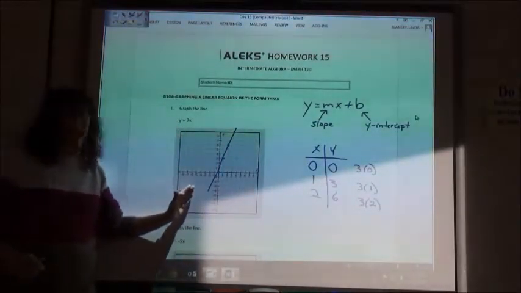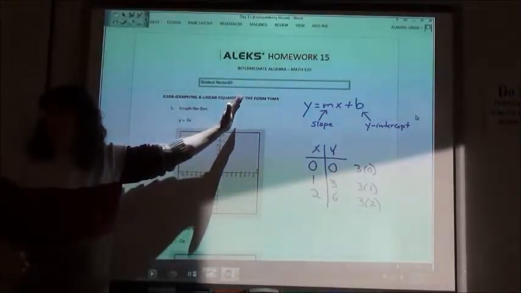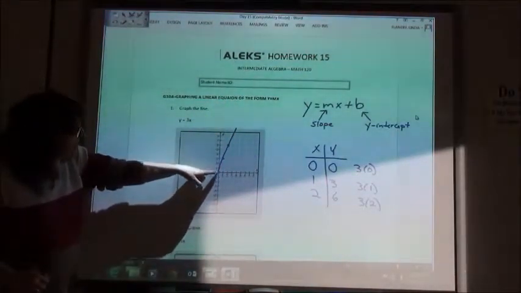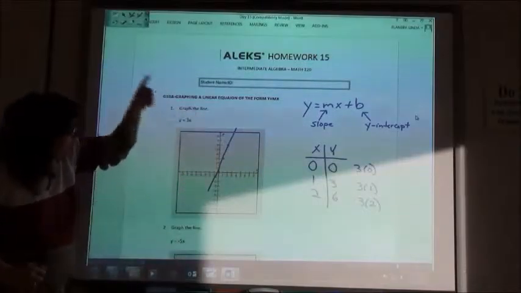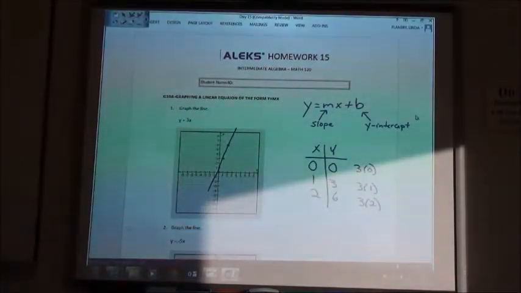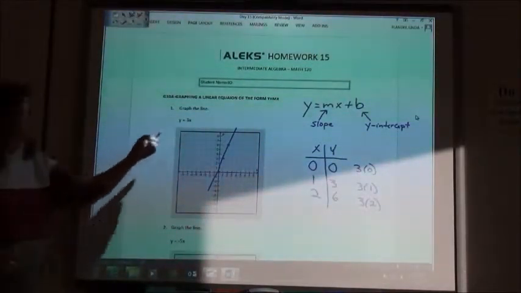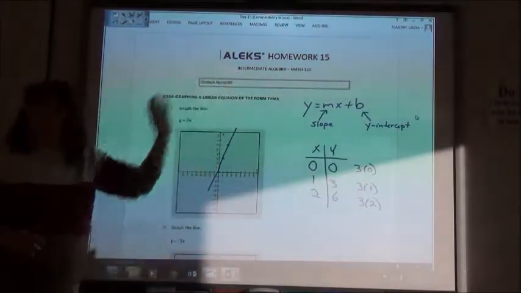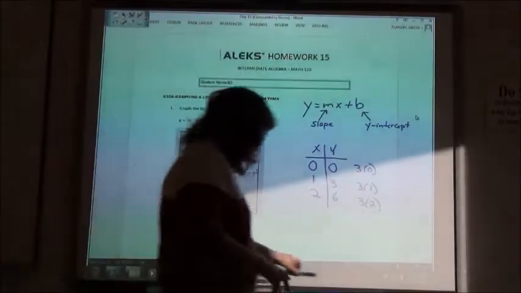You can see that your line goes uphill because my slope is positive. So my slope is 3 because I ended up going up 3 and over 1. We'll talk about slope later on. But you can tell when you look at that number in front of the x, if it's positive, when you connect your dots, you should be going up from left to right.